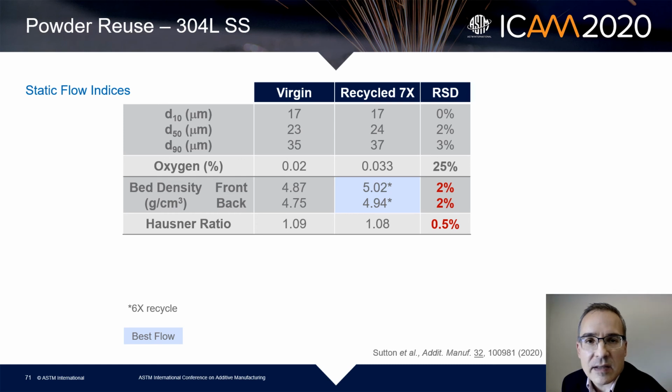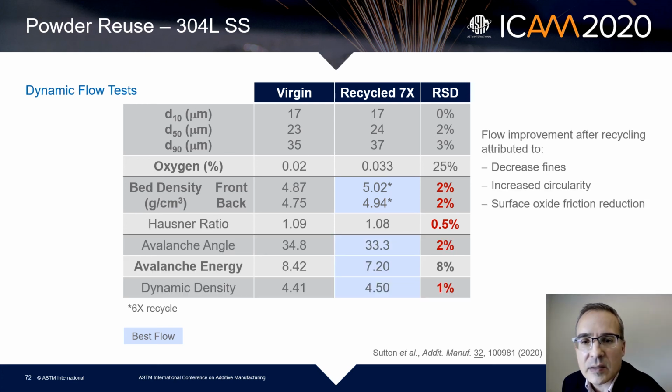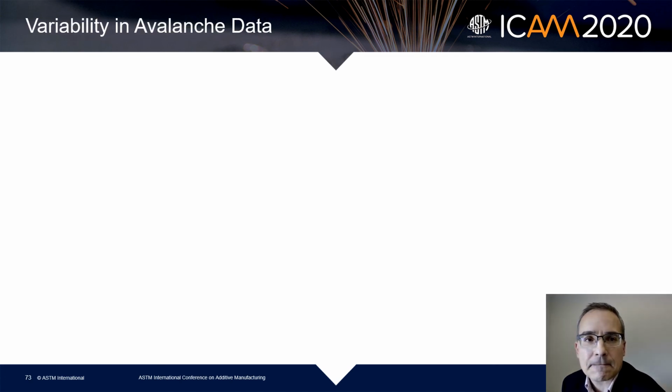Another case here is a 304 stainless steel powder reuse. Again, very marginal changes with recycle. You can argue that those are barely detectable. Here with the avalanche energy and angle, less clear, but still a moderate trend, at least in the avalanche energy, identifying the recycled one. And the authors gave some pretty good explanations for why that was the case.